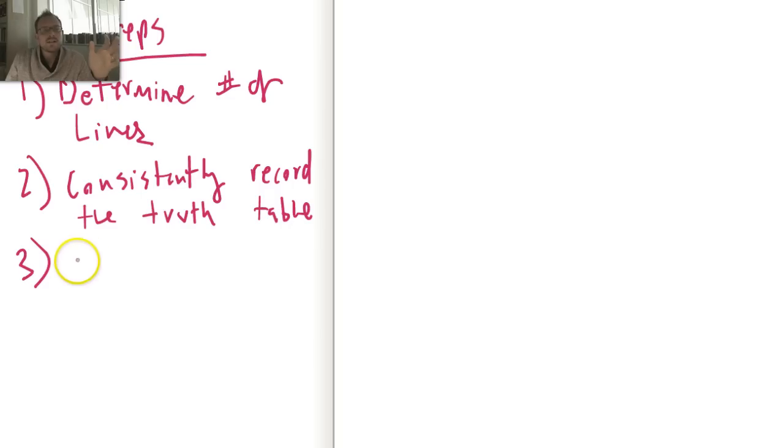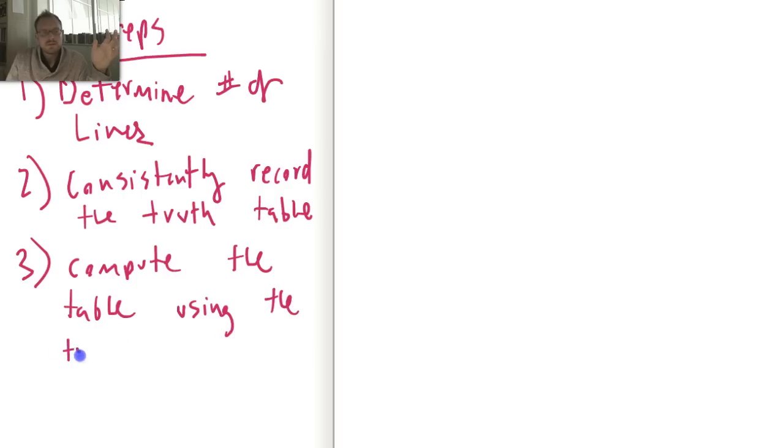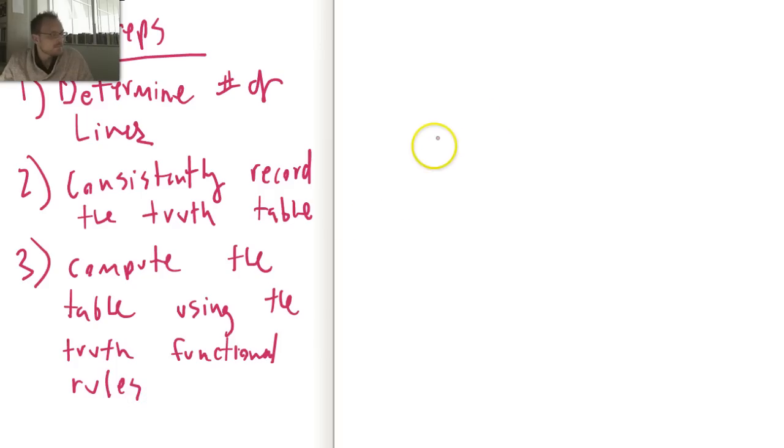And then once you've done that, you're going to compute the table using the truth functional rules. So let me do another example here. Let's say we have this, and I'll pull these from your book, actually. Let's say we have this example: C and not D, then E.